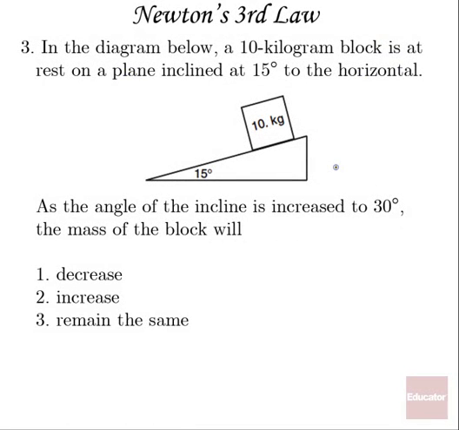Number 3. In the diagram below, a 10 kilogram block is at rest on a plane inclined at 15 degrees to the horizontal. As the angle of the incline is increased, what will happen to the mass of the block? Well, another trick question there. The mass of the block isn't going to change. The amount of stuff it's made up of is going to remain constant.